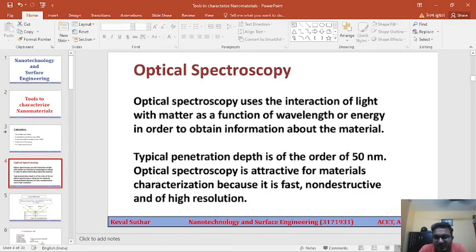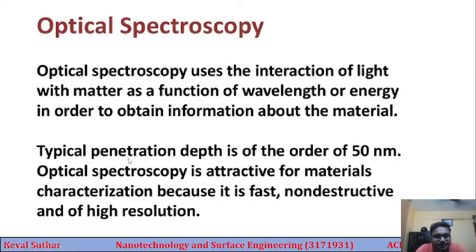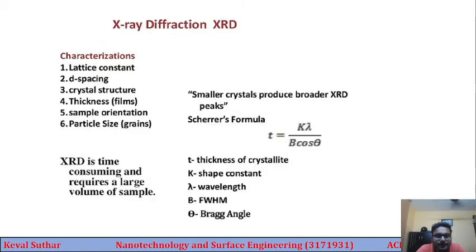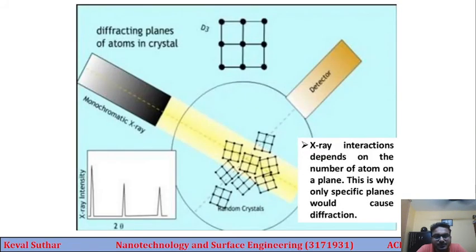So we started with the optical spectrometry, in which we use the light to get the information about the material as a function of wavelength or energy. Typical penetration depth is of the order of 50 nanometers, and it is very fast as well as non-destructive and provides high resolution images. So this is the principle of X-ray diffraction that we discussed. Then these are the formulas and characterizations of XRD.